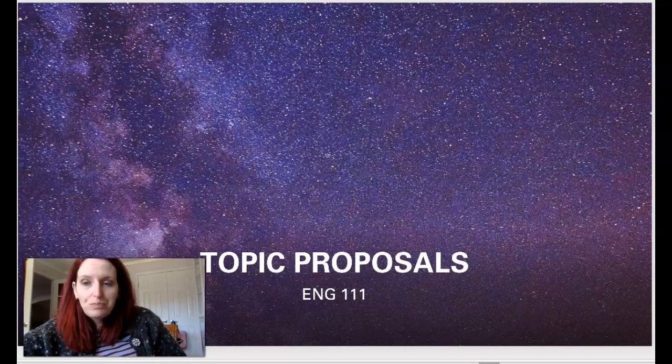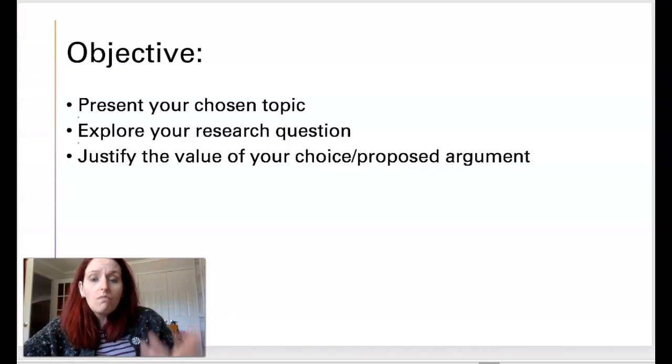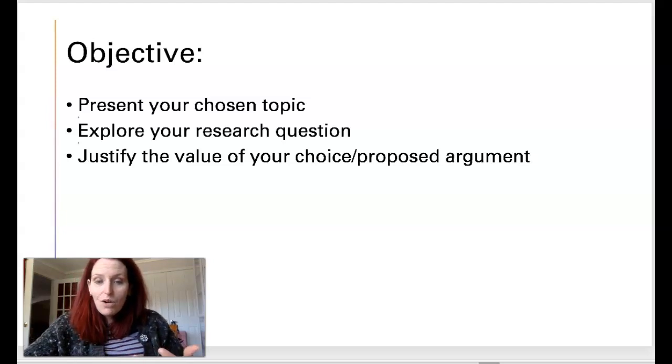But it also provides you an opportunity to really narrow the focus of what could be a really broad issue. So the objective of your topic proposal is to present your chosen topic, explore your research question, and justify the value of your choice and your proposed argument. What's at stake here? Why does this matter? Why write about this at all? Why explore this issue at all?